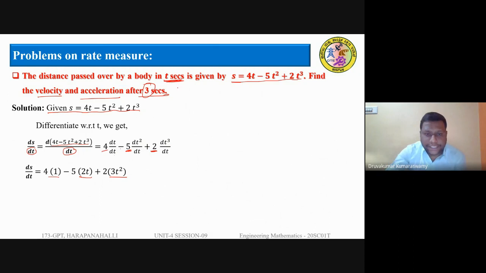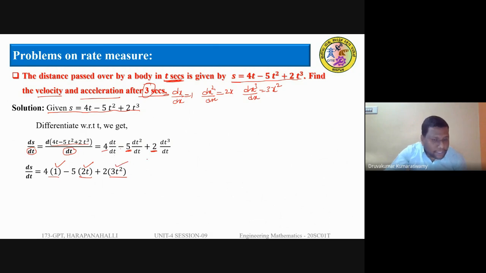Based on these, differentiation of x with respect to x is 1, you know. Differentiation of x square with respect to x is 2x, and differentiation of x cube with respect to x is 3x square, you know, right? The same things we are using. Here it is t, not x. So dt by dt is 1, differentiation of t square with respect to t is 2t, and differentiation of t cube with respect to t is 3t square.